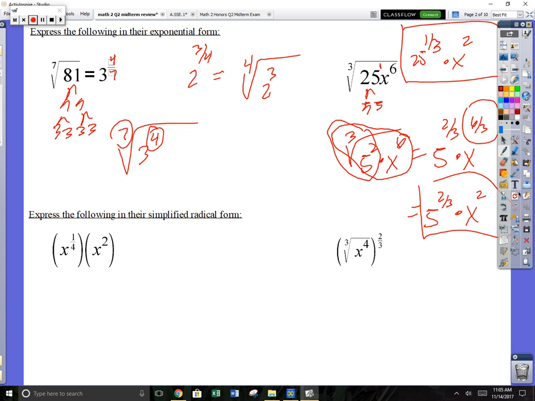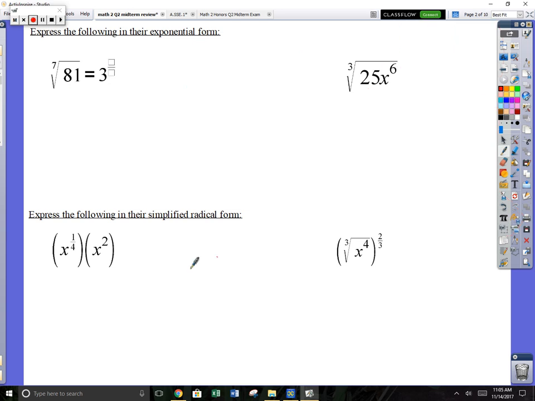Okay, now let's go backwards. Let's go in reverse. Let's take the exponential form and write them in radical form. Okay, so you're timesing. Anytime you are timesing, x to the 1/4 add 2, you are going to add your exponents. So first on your calculator, if you go 1/4 add 2, you are going to have x to the 9/4.